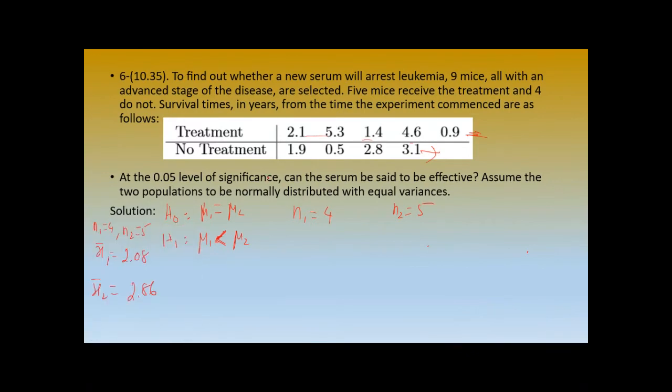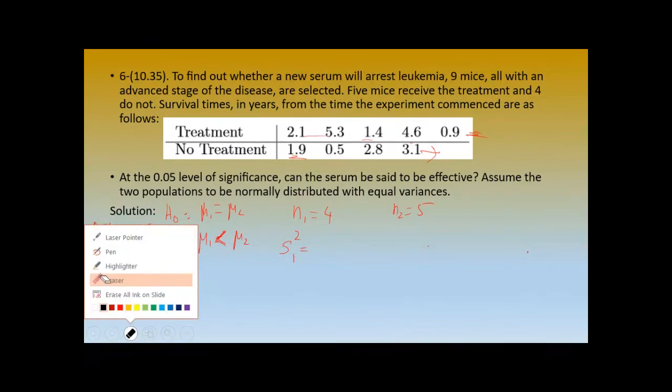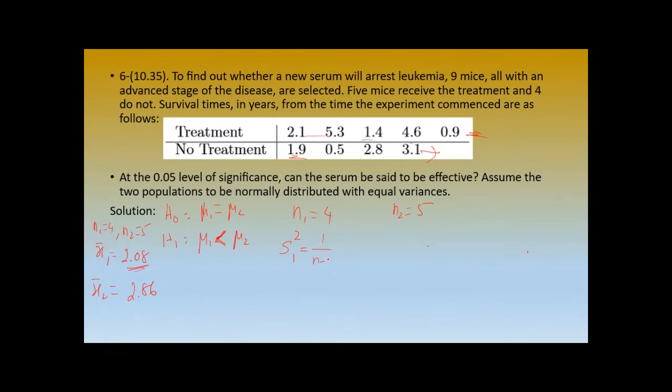Okay. Now we have to find the variance of sample 1, S1 square. First write the formula of S1 square. What is the formula? Can you recall? 1 over n minus 1, summation i from 1 to 4, n is 4 here, xi minus X1 bar whole square. That is 1 over n minus 1, which is 3, because n1 is 4, isn't it? 4 minus 1 is 3.